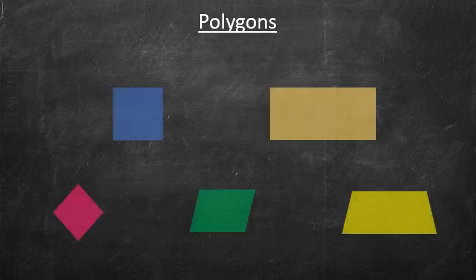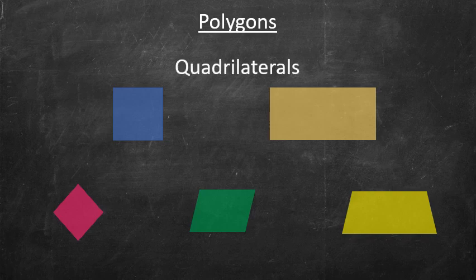Let's look at these shapes. Now, we learned these shapes probably in kindergarten, in pre-K. We have all of these shapes, and all of these shapes are called quadrilaterals. And if you look at the word quadrilateral, the first part of that word, quad, means four. Okay. So when you see quadrilaterals, you think about four-sided shapes. Okay. All right, let's move on.